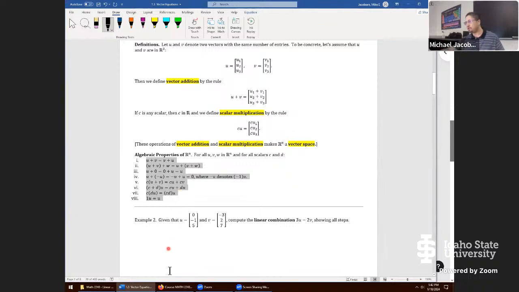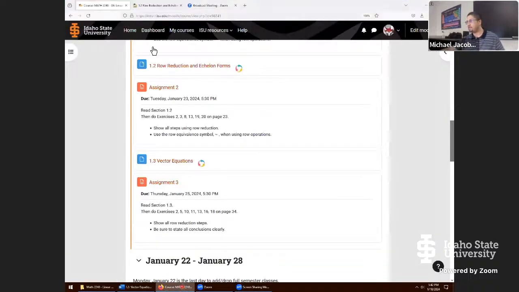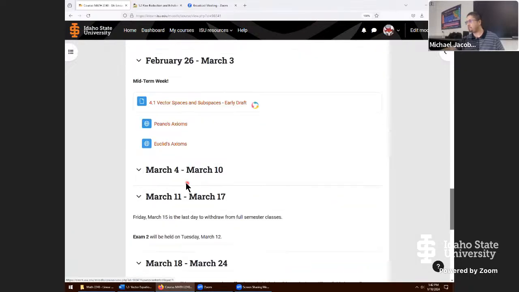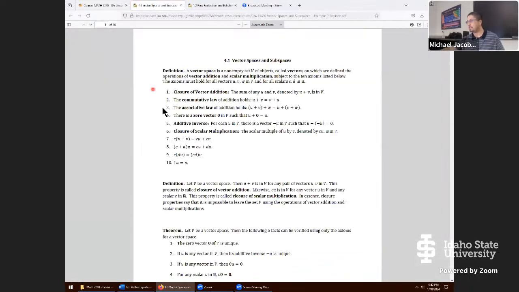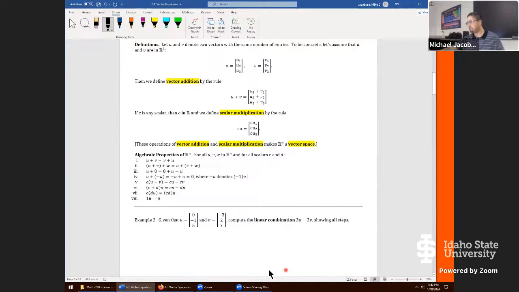If you look at these again really closely, those are the same kind of properties you're going to see in section 4.1, axioms of a vector space. Every vector space has to follow those kinds of rules. Let me leave that up actually. There we go. So here's our example 2.